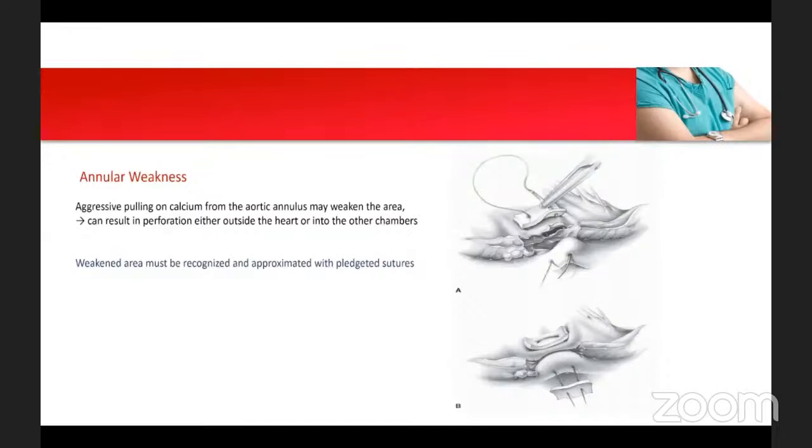Another complication is annular weakness that can happen with aggressive pulling of the calcium from the annulus. This might occasionally weaken the area, and it must be recognized and approximated with a pledgeted suture.